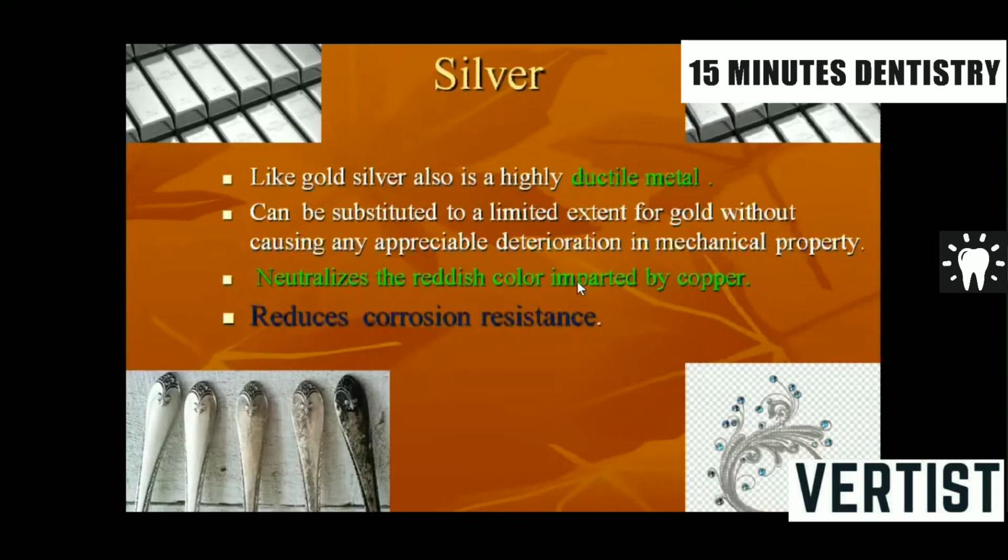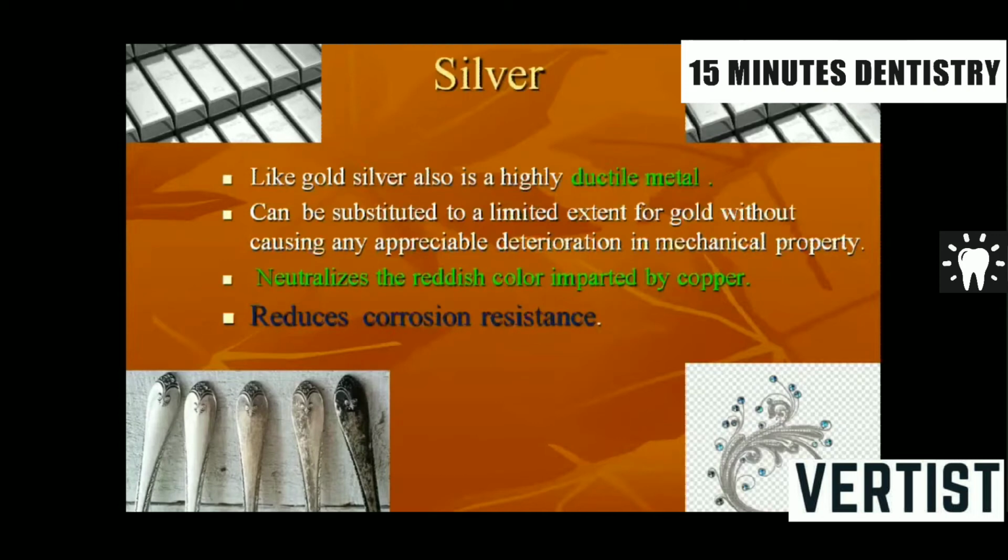It neutralizes the reddish color imparted by copper. As I have listed earlier, copper is added into cast gold alloys. Copper is a must to enhance the strength of the gold. But when you add copper, it will impart a reddish color to the alloy, which will look more copperish than golden. So once silver is added, silver will neutralize the reddish color of copper, and retains the golden beautiful look of the original gold.